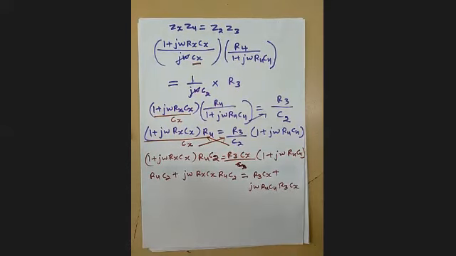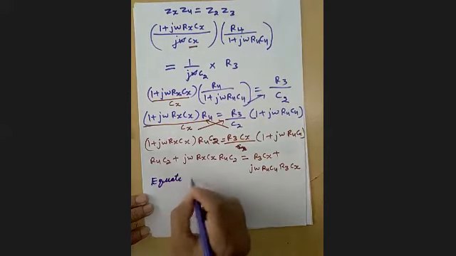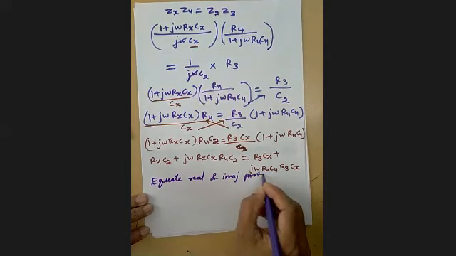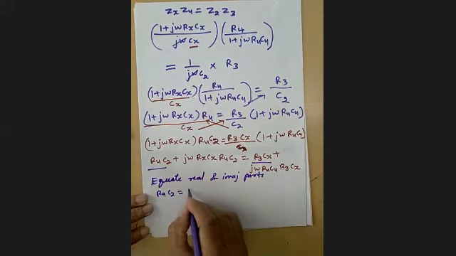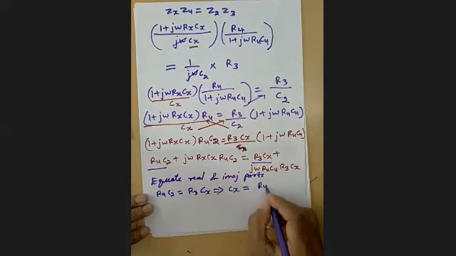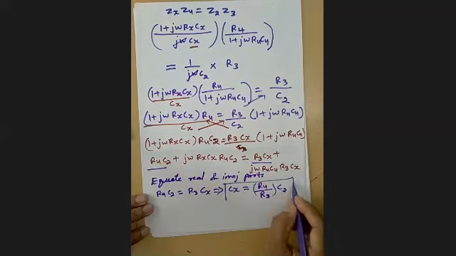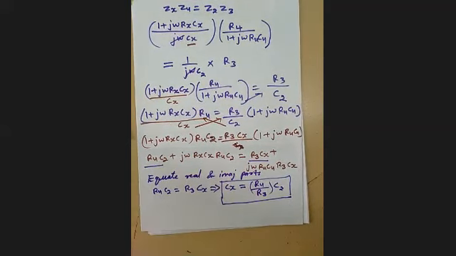Now equate real and imaginary parts. So this is the real part. I'm writing here R4 C2 equal to R3 Cx. So this implies that Cx is equal to R4 upon R3 into C2. So this is the unknown capacitance value, and you can see the expression for the unknown capacitance is in very simplified form.